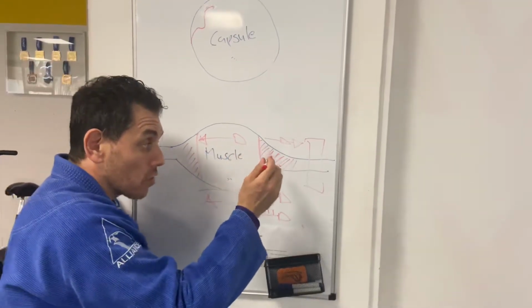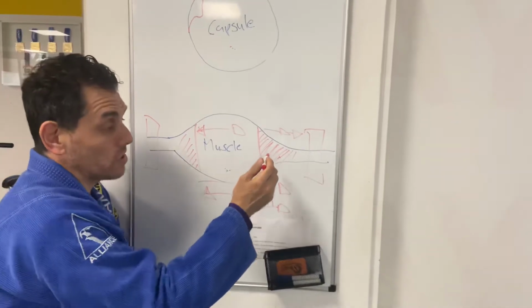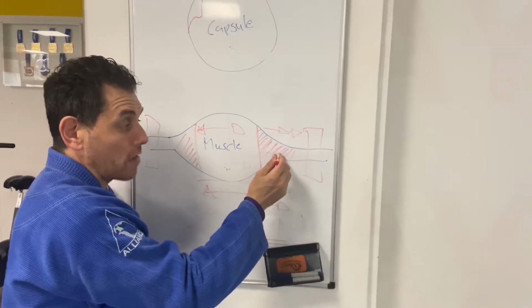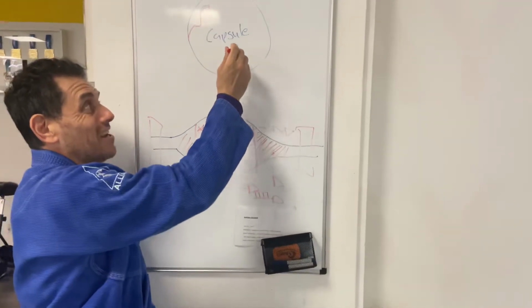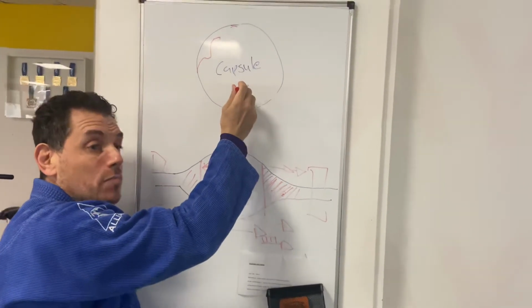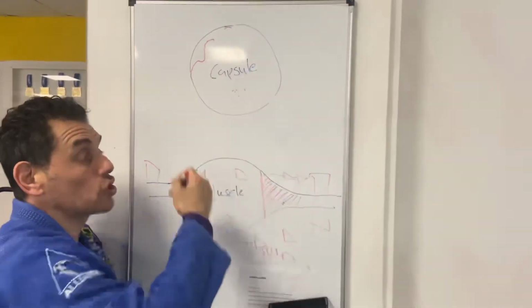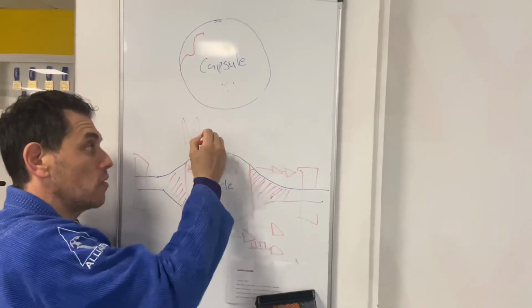So the goal here is not mobility. The goal is to increase the strength where you're weak at the muscle tissue, and to increase what's called the workspace at the capsule level. And in turn, you get mobility.